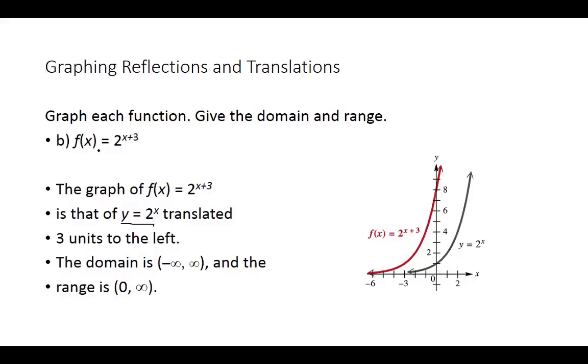If this were y is equal to 2 to the power of x minus 3, then you would shift this graph 3 units to the right. The domain would be from negative infinity to positive infinity, and the range would be the same, from 0 to infinity. So we're using the shifting method to graph these.